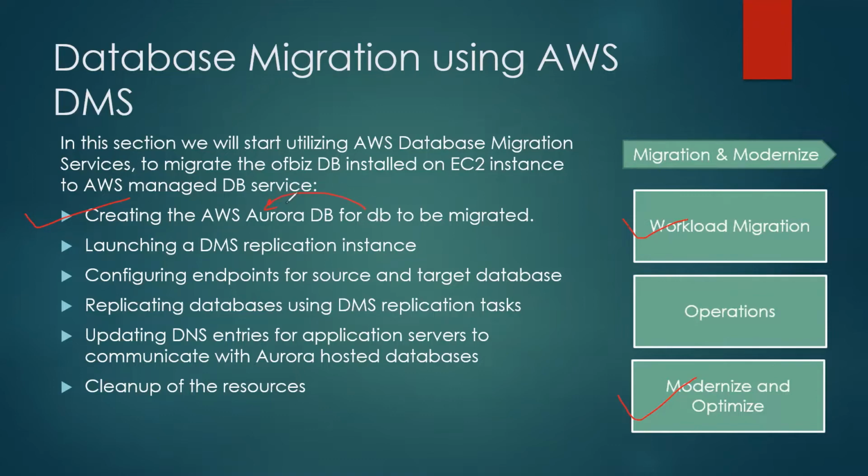So we need to create one target database also. Then we will launch a DMS replication instance, configure endpoints for source and target, then replicate the database using DMS replication tasks. Then we will update the DNS entries for the application server to communicate with the AWS hosted database. Then we will shut down the database that is running on the EC2 instance, and the application will start using the database on the AWS managed database. After that we will clean up the resources. Once your demo is complete, don't forget to clean up your resources. So those are the basic steps.